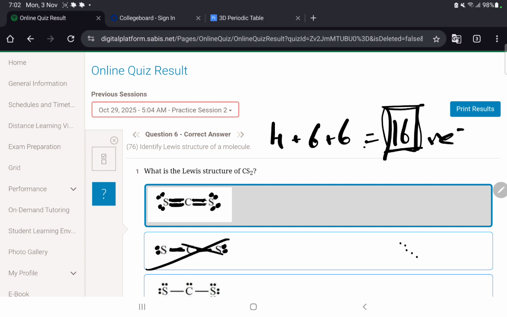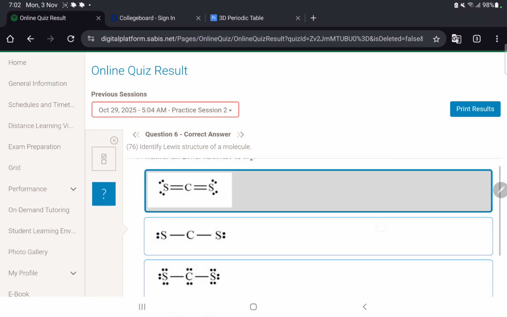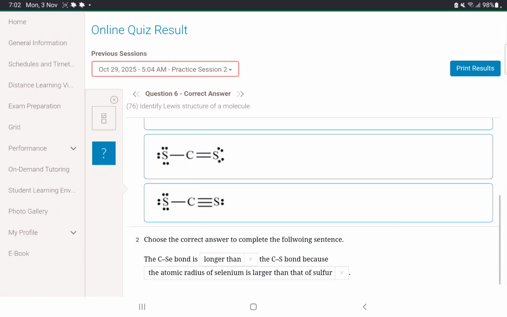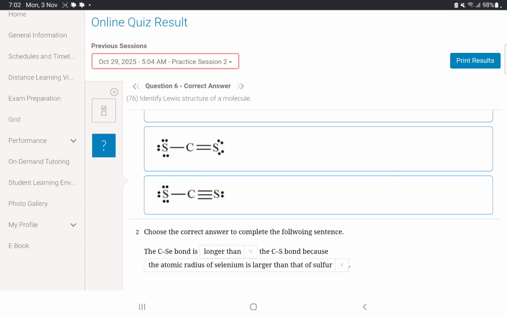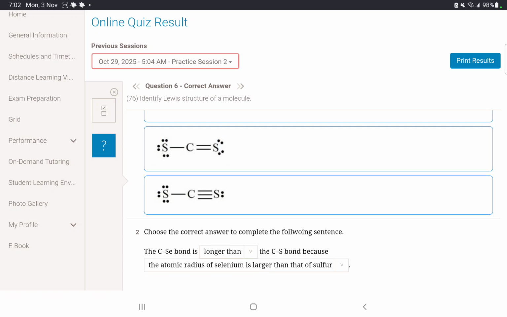That would be wrong. Why is it not 16? It has to have 16. And the other ones all have the wrong number of valence electrons, except for the first one, which is why we choose the first one. Okay? Now, they're asking you, okay, so this is a CS bond.